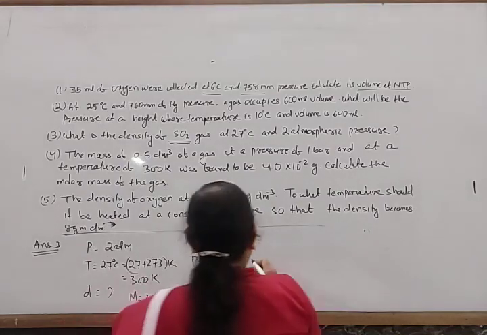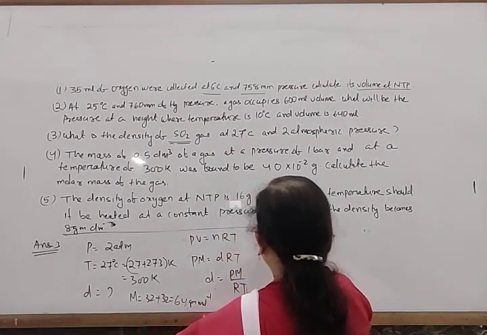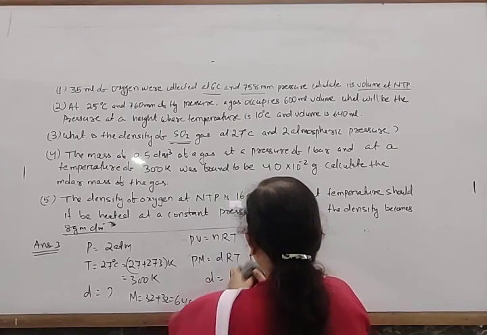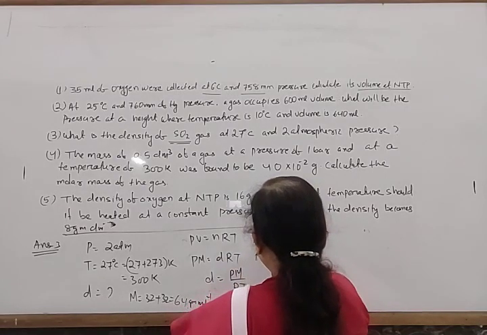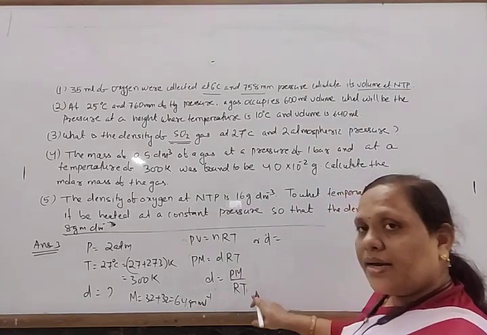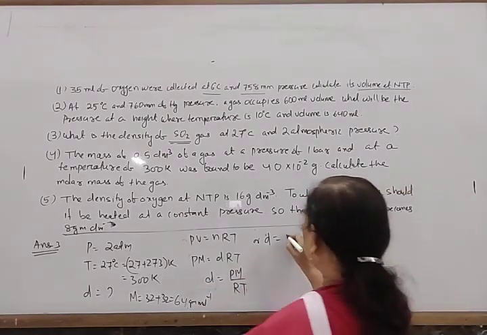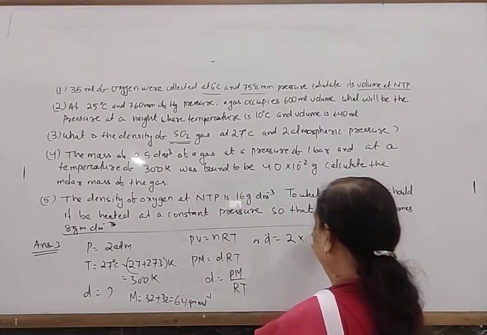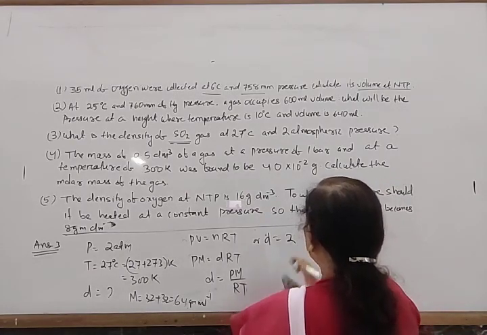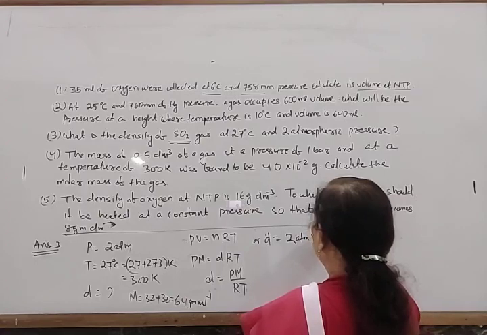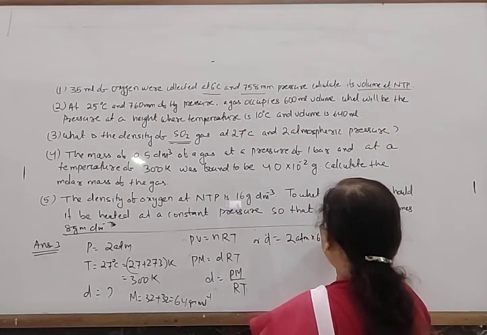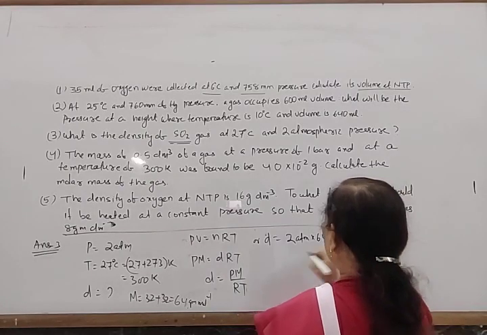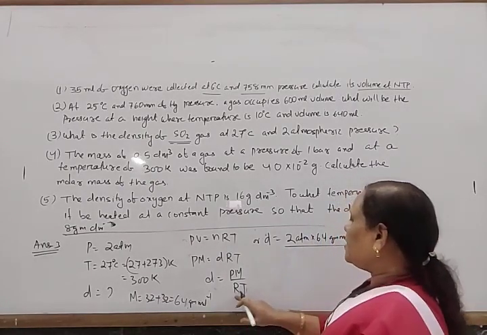So pressure is given, look here. D equal to PM by RT, where pressure is given 2 atmosphere, molecular mass is 64. So write down the unit better: 2 atmosphere, 64 gram mole inverse divided by R.